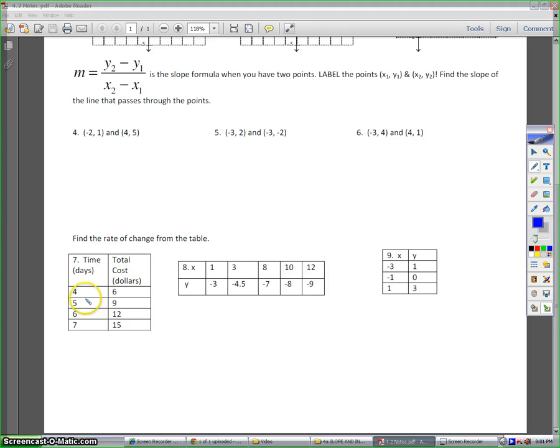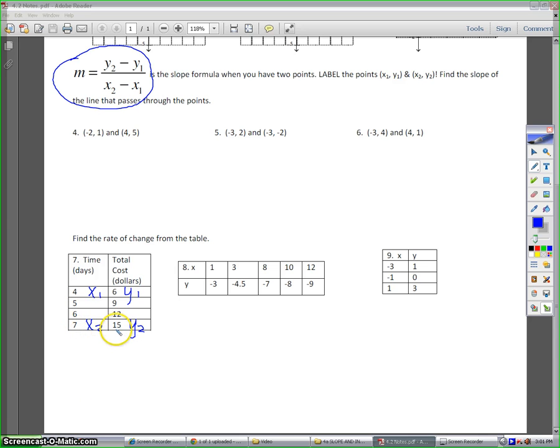Well, I just need 2 points from our formula up here. I only need 2 points to determine the slope. So I get to pick any 2 points. So I'm going to pick the first one. I'm going to label that one x1, y1. And I'm going to pick the last one. This is going to be x2, y2. You can pick any 2 points you want.